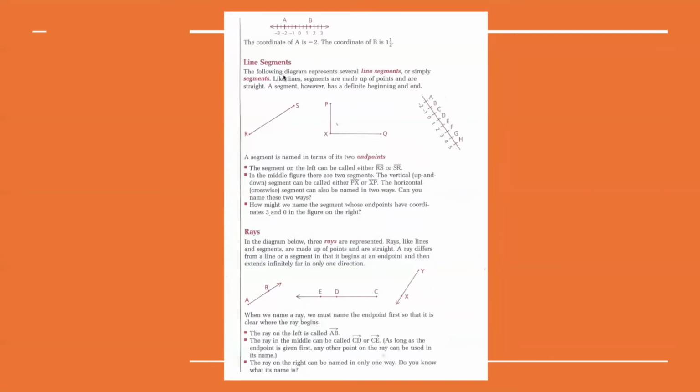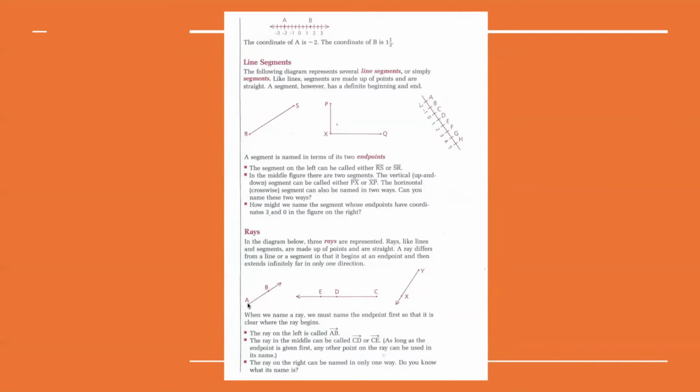Line segments are like lines, except they do not extend infinitely in both directions. They have an endpoint, which they stop at. When naming a segment, you must name them in terms of their endpoints. So this would be segment RS. This is a ray, which is a combination of a line and a segment. You can think about it like that.